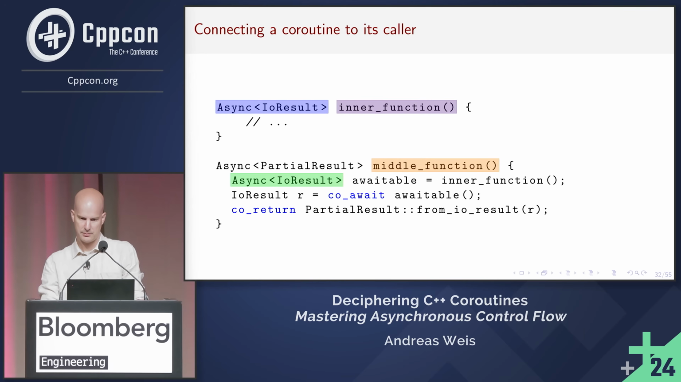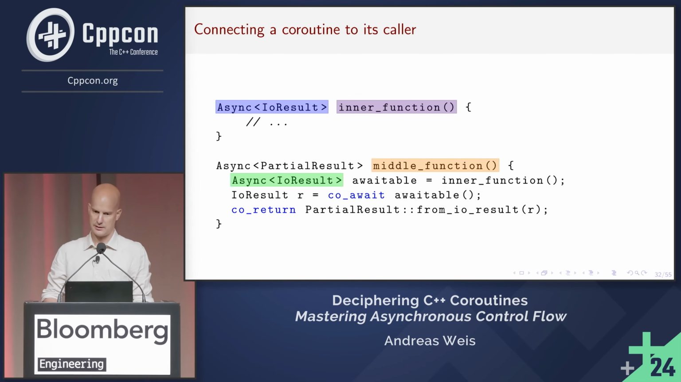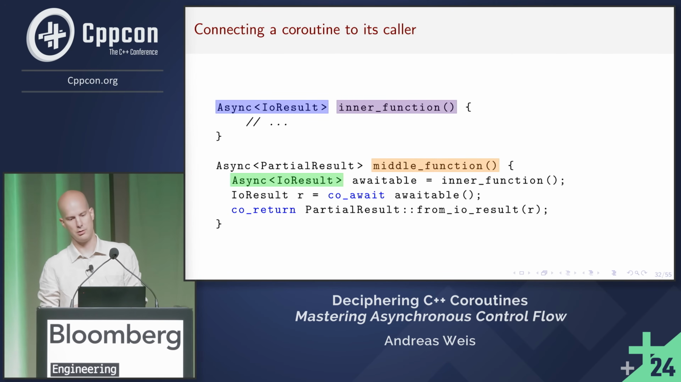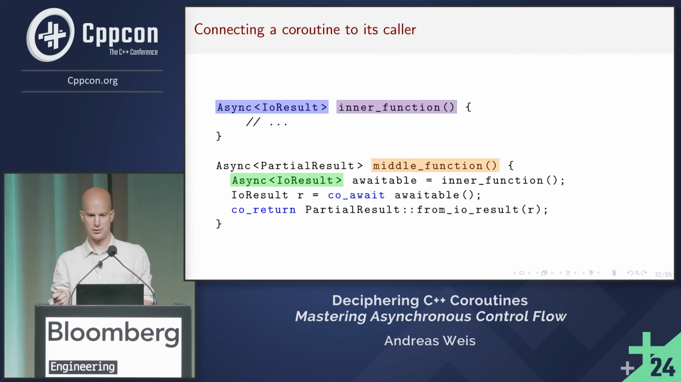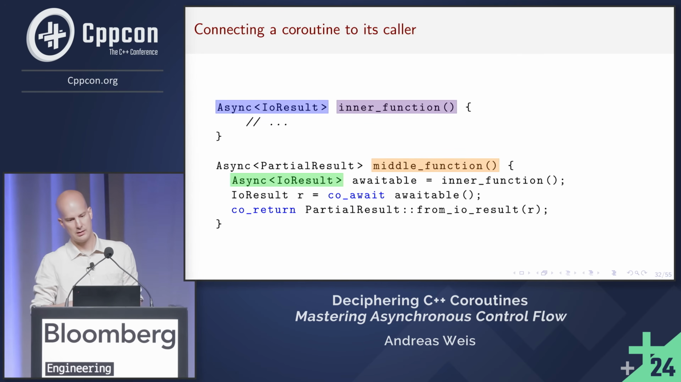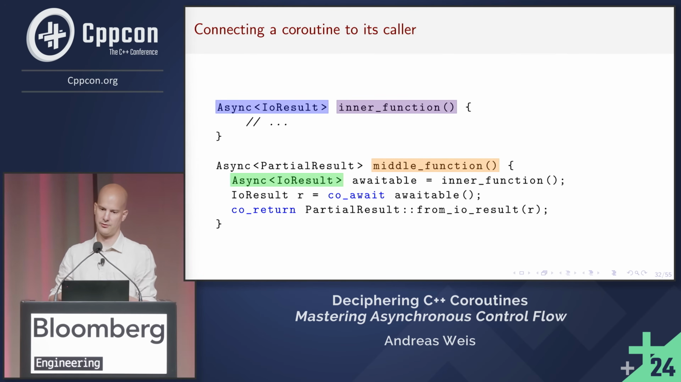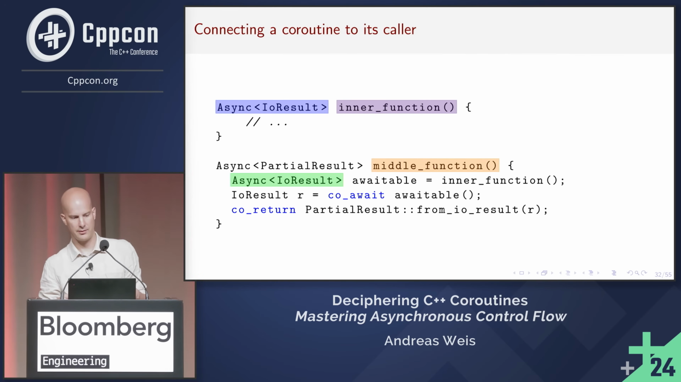So in this case, again, the same async object here fulfills two roles. For the inner function, the async object fulfills the role of the return type, but for the outer function, it fulfills the role of the awaitable.